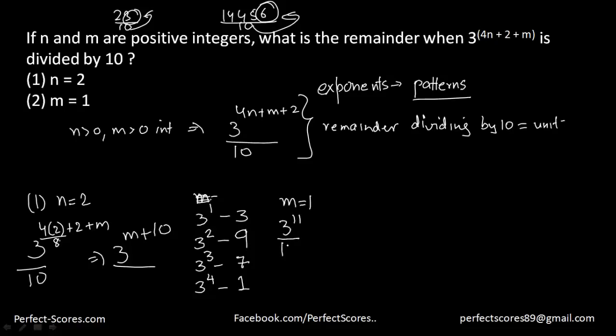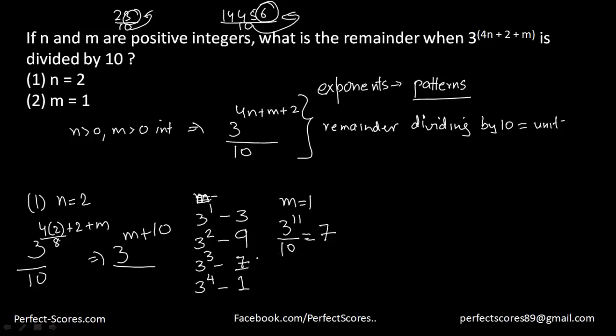Now what is the remainder that 3 to the power 11 is going to give me when I divide 3 to the power 11 by 10? Well, 1 comes here, 2 comes here, 3 comes here, 4 comes here. 5 is going to come here, 6 is going to come here, 7 is going to come here, 8 is going to come here, 9, 10 and 11. That means the remainder when I divide 3 to the power 11 by 10 is going to be equal to 7.